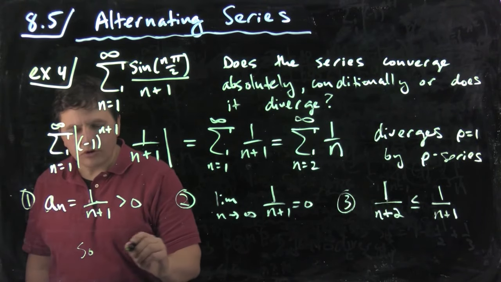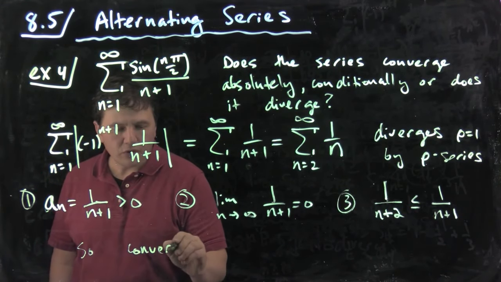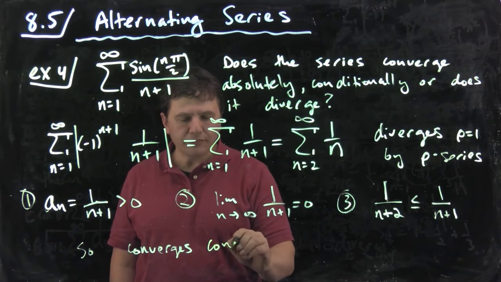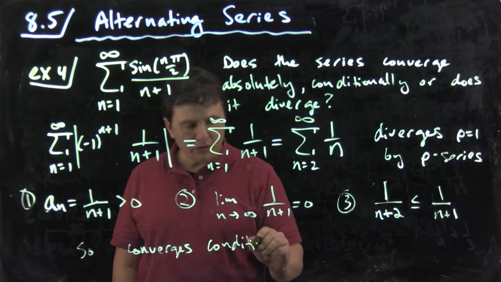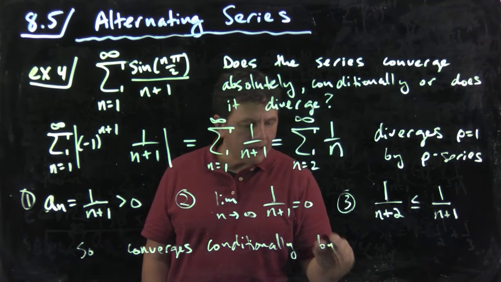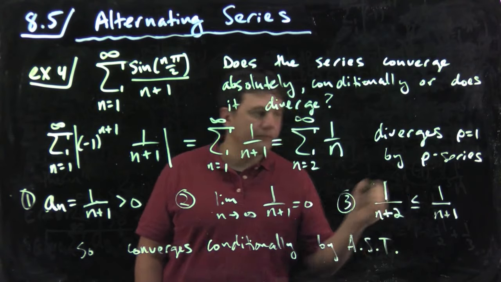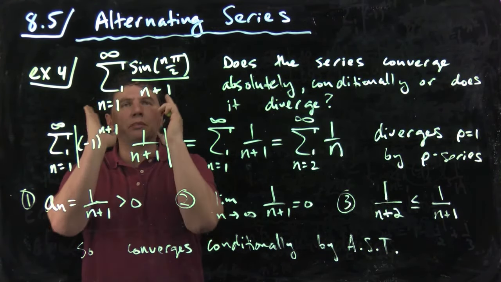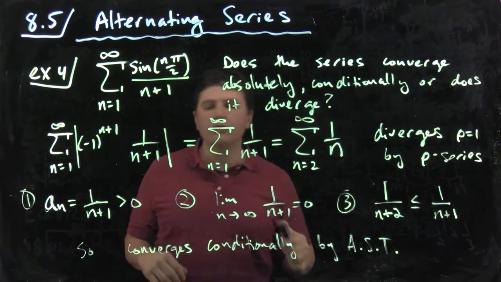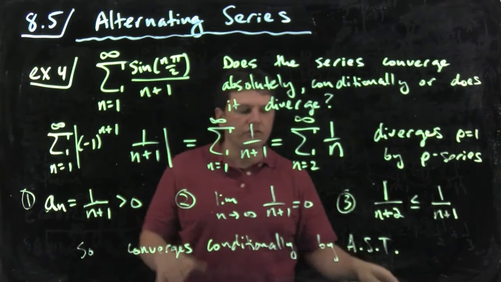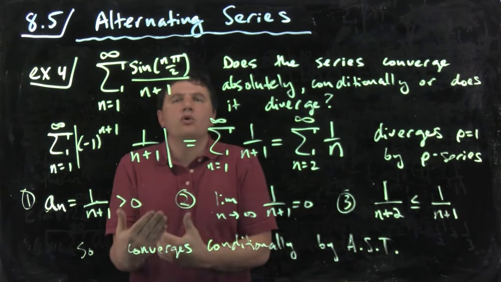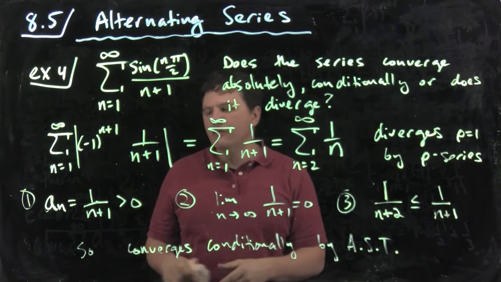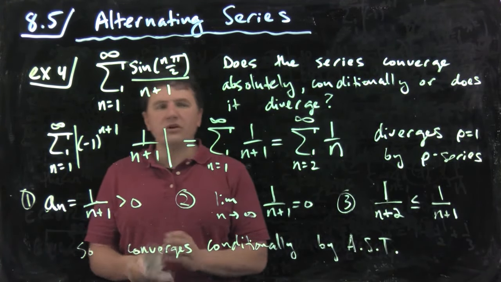So it converges, sorry about the squeaky marker, converges conditionally by the alternating series test. If it converges conditionally, that means that we bounded an absolute value and it diverged, but when we consider it using the alternating series test, it converges. In other words, if you need the alternating series test in order for it to converge, then it converges conditionally. All right, let's look at a couple more examples.